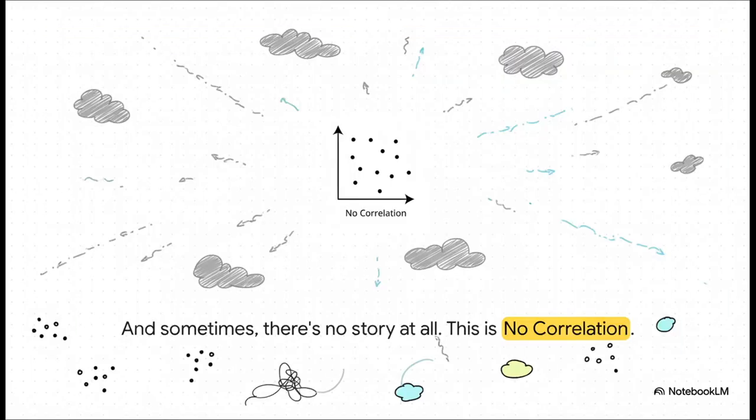And then, of course, there's the third possibility. Sometimes the dots are just a random, shapeless cloud. And you know what that tells us? It tells us there's probably no relationship at all between the two things we're measuring. We just call this no correlation.